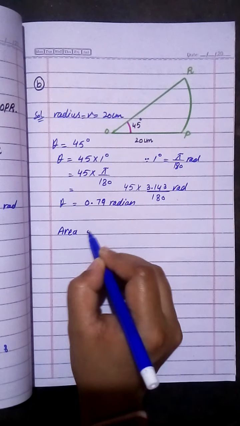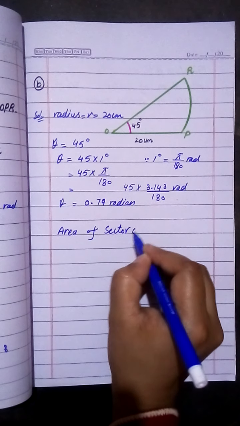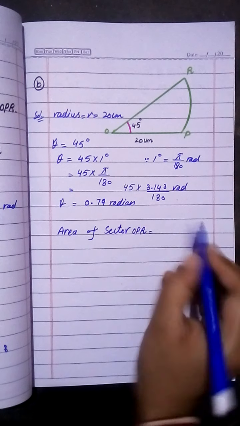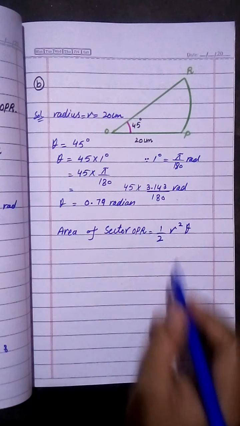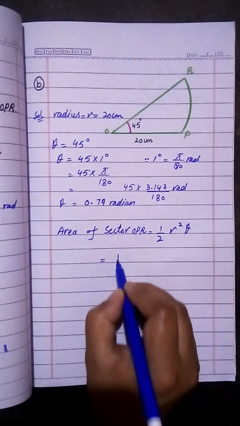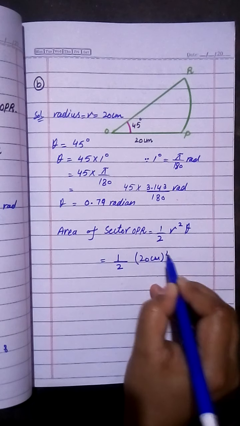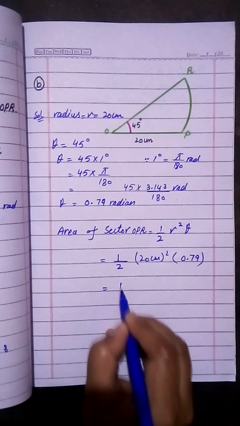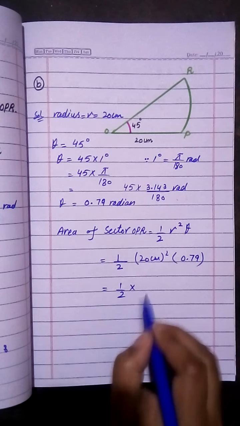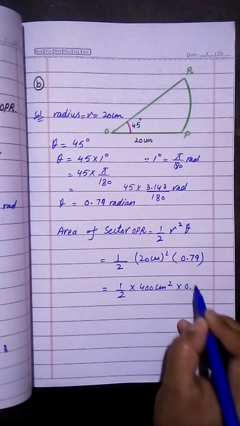So applying the formula, area of sector OPR equals 1 by 2 radius square theta. Theta is the central angle of a circle. Put the values: 1 by 2 written as it is, and radius here 20 centimeter whole square, and theta here 0.79. Now 1 by 2 and 20 square equals 400 centimeter square multiplied by 0.79.